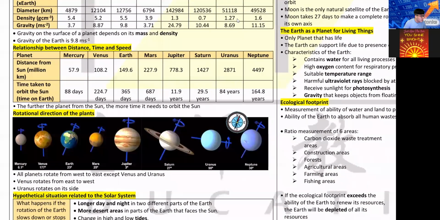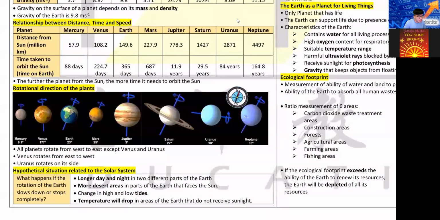The only thing you need to know here is every planet will rotate from west to east. That's why you see the sun rising from the east, except 2 planets, which are Venus and Uranus. These 2, they just like to be different. They just spin in the opposite direction. Don't ask me why, that's the way they are.